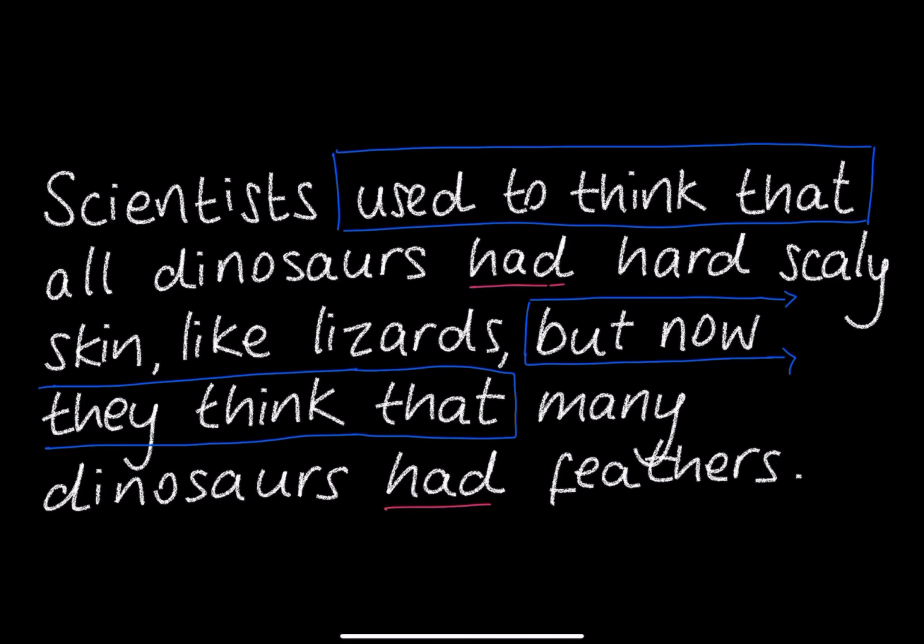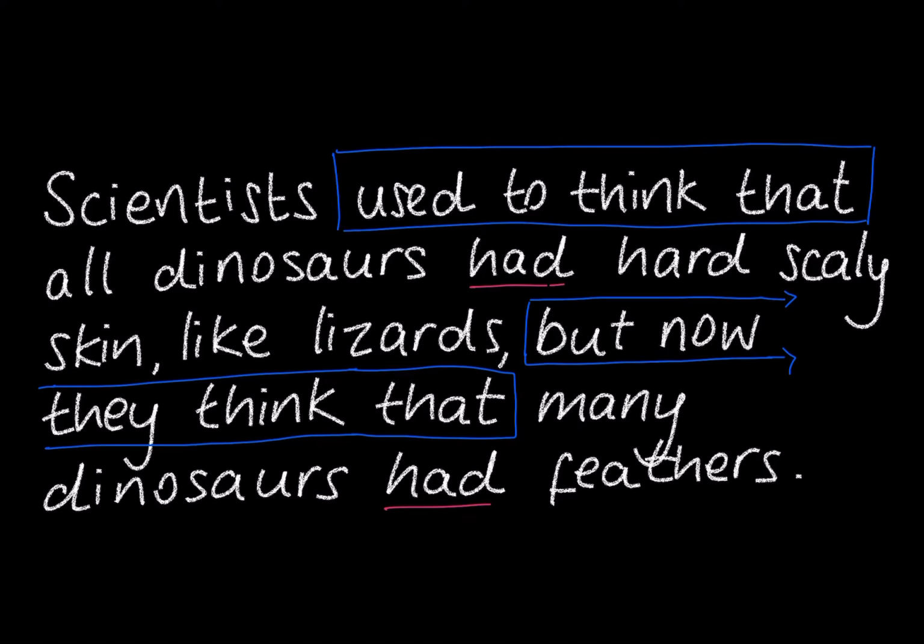Scientists used to think that all dinosaurs had hard scaly skin like lizards, but now they think that many dinosaurs had feathers. Okay, this is the same as the previous one. They used to think that they had is the past tense of have, as you know. But now they think that many dinosaurs had feathers. Okay, it's the same here. We can't say now they think that many dinosaurs have feathers, okay, because there are no dinosaurs.